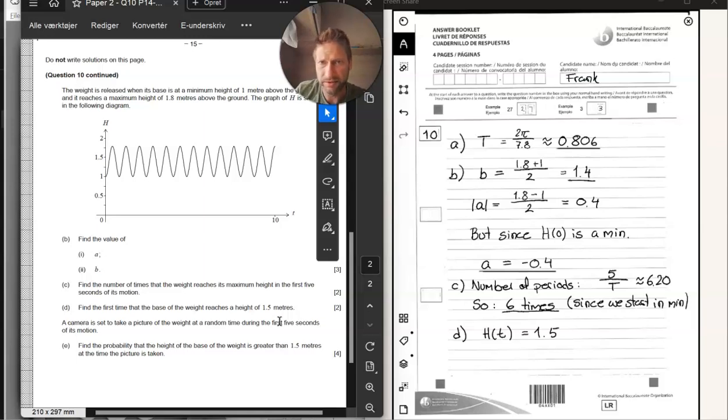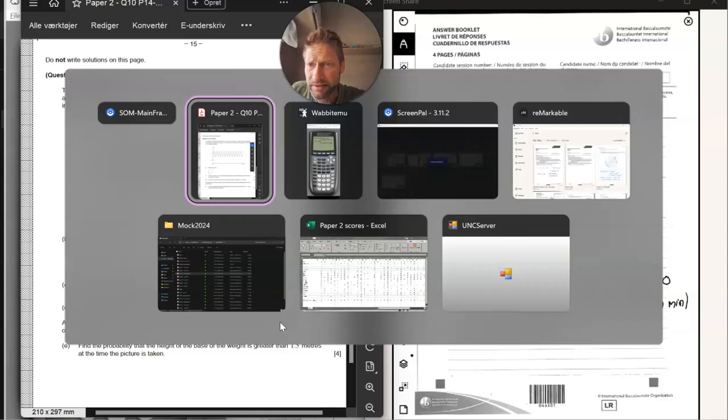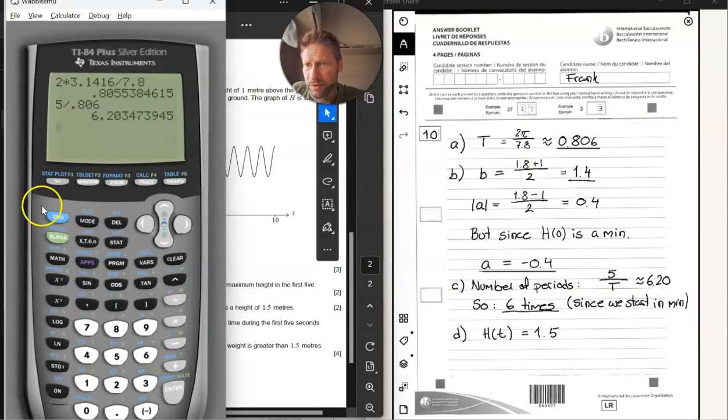However, this equation as such has infinitely many solutions, and we need to be careful to find the first one. And if this was paper 1, we would be super stressed and confused about how to make sure we find the first one and all that. But this is paper 2. So what we do is we plot the graph.